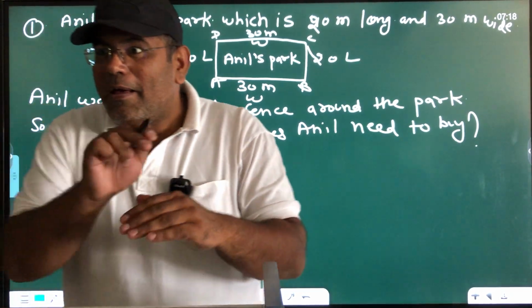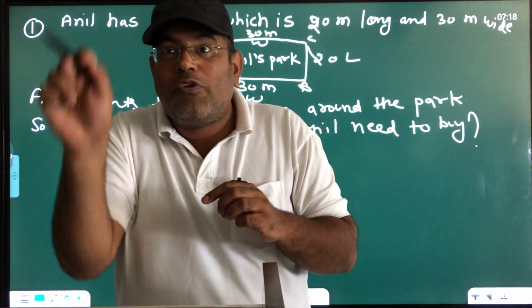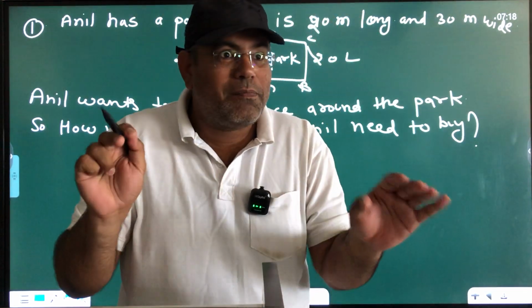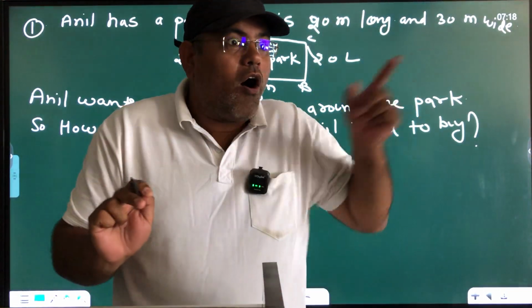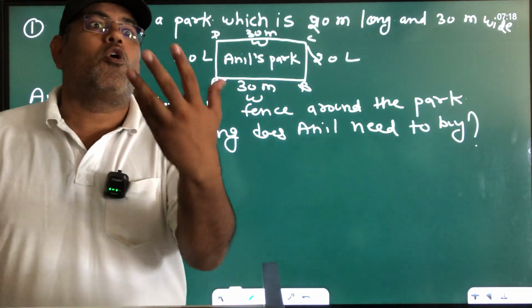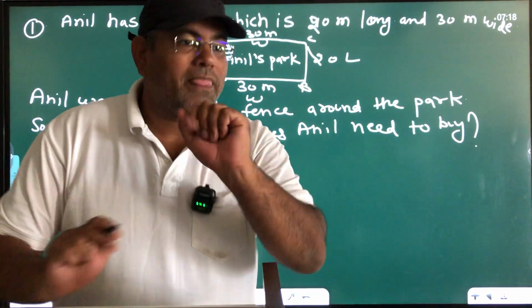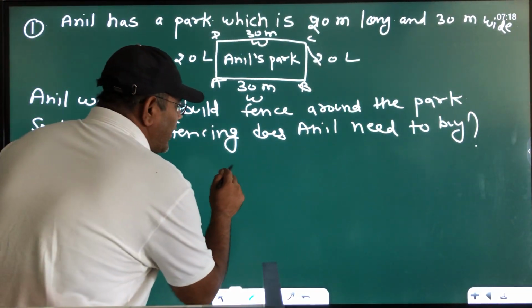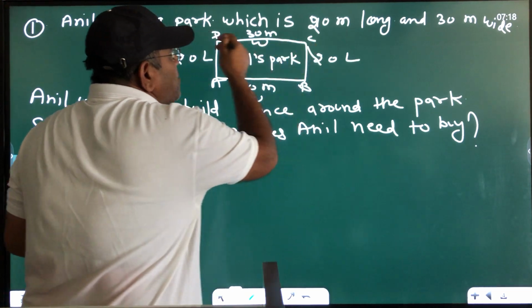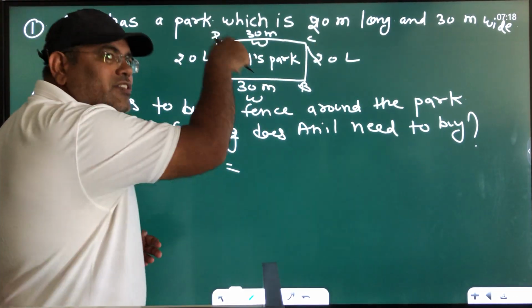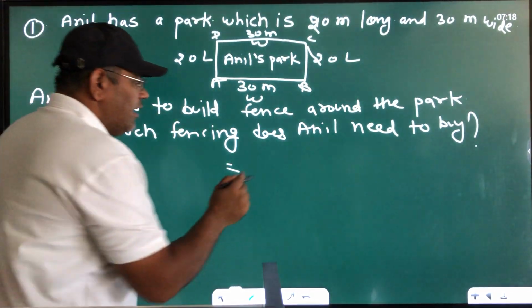What is the perimeter? Perimeter means total outer boundary. Now tell me, what is the measurement for the total outer boundary of your park? Then I will give you the raw material for the fence. Am I clear? Okay. So guys, Anil will find out the total outer boundary's length, distance. Is that clear? How? Like that.